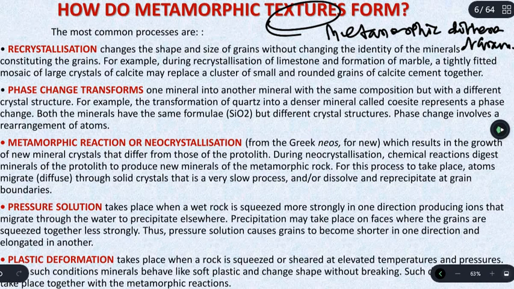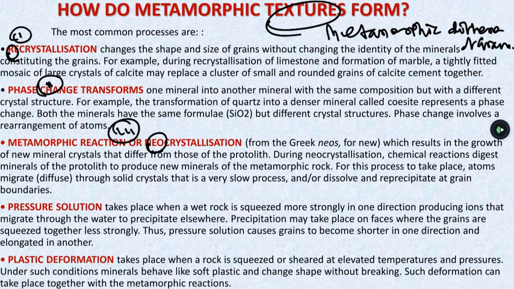So how will the metamorphic texture form? Due to recrystallization. Okay, this is one process. Due to phase change, due to metamorphic reaction or neocrystallization. What do you mean by neocrystallization? And what is the meaning of recrystallization? बताओ. Exactly, right? So what happens is it results in new growth. न्यू मीन्स क्या है?